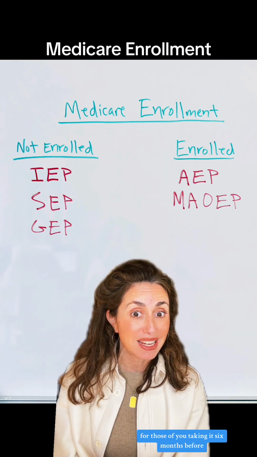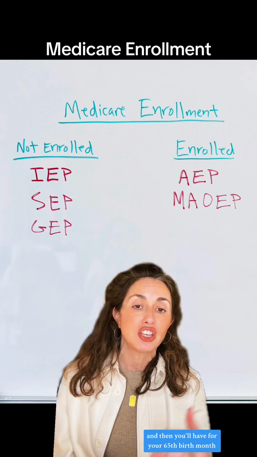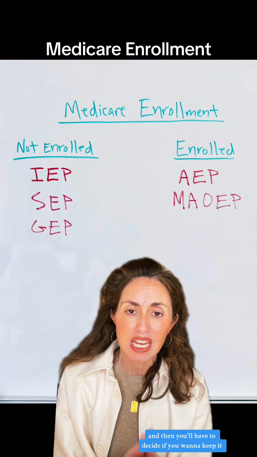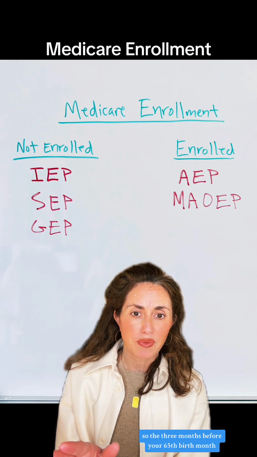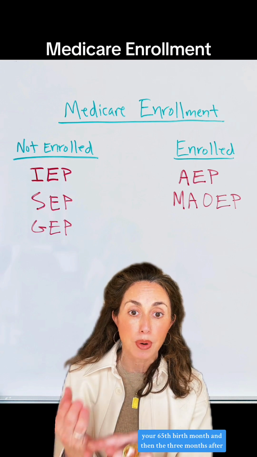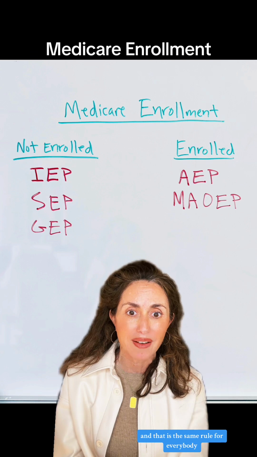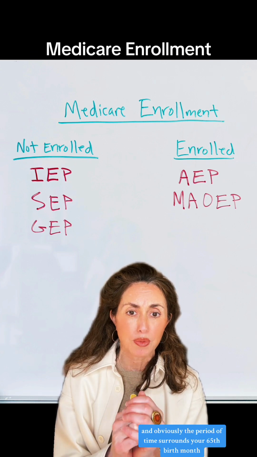For those of you taking it 6 months before, you will be automatically enrolled, and then you'll have to decide if you want to keep it. So the 3 months before your 65th birth month, your 65th birth month, and then the 3 months after. And that is the same rule for everybody, and obviously the period of time surrounds their 65th birth month.